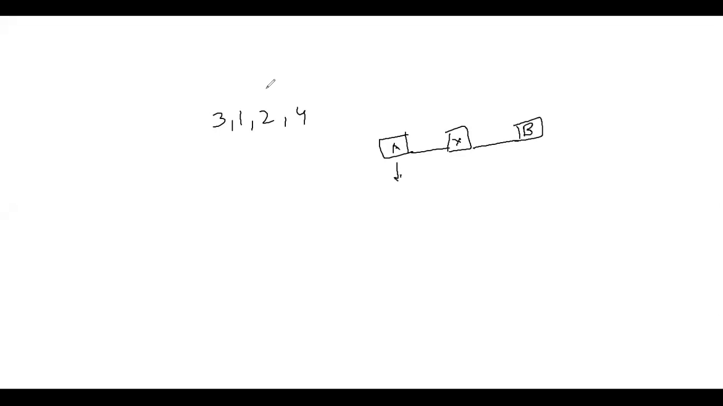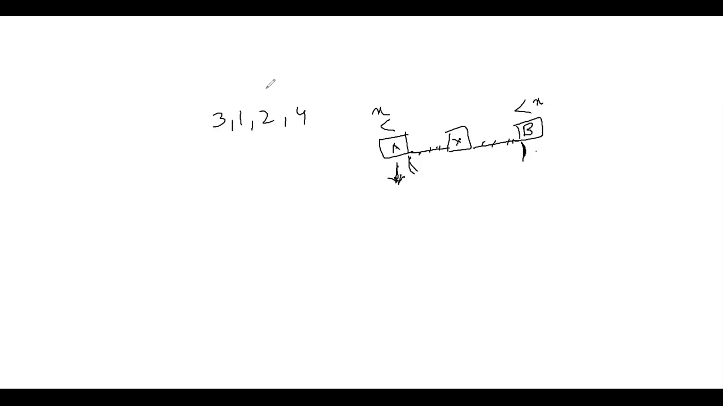A is the first guy towards left, which is smaller than X. B is the first guy towards right, which is also smaller than X. That means that in this whole subarray, X is the minimum guy, right? Because that was the first guy who is smaller, which means all these guys are bigger. So X is the minimum in this entire area. Is that clear? I mean, it's just a statement, so it should be clear.